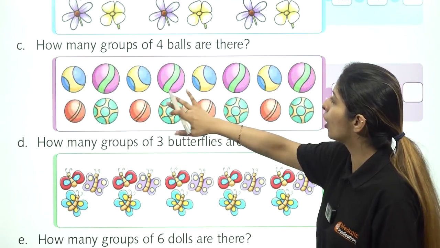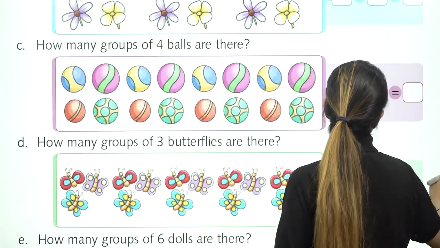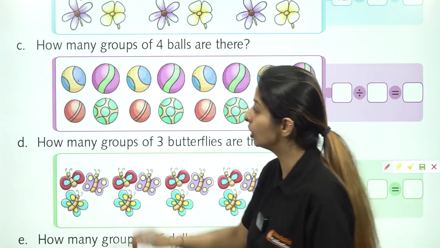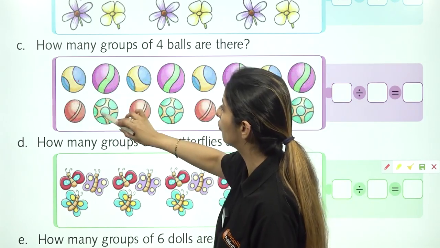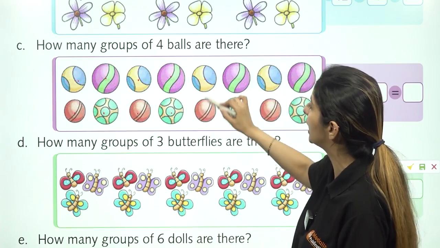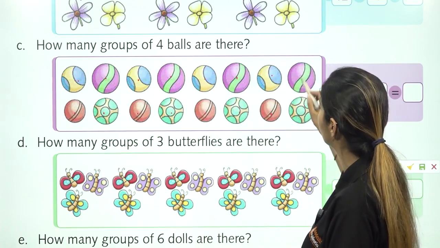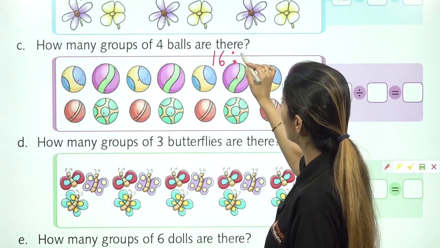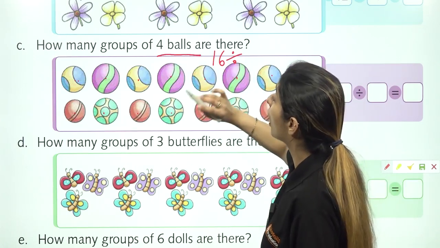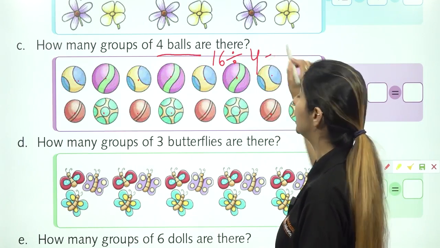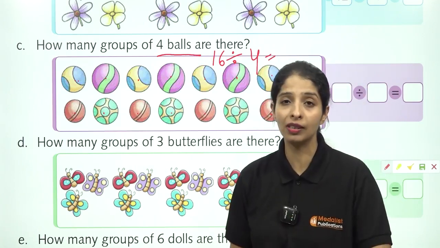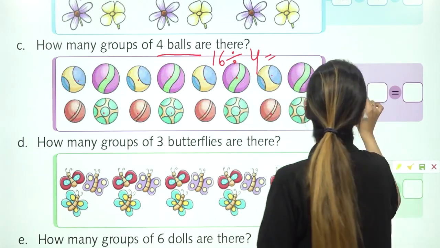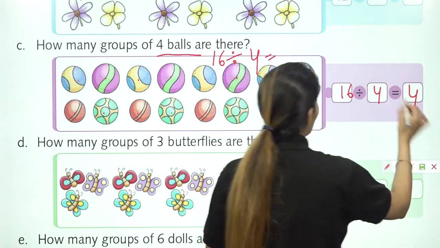Next, how many groups of 4 balls are there? First of all, we need to find the total number of balls. 1, 2, 3, 4, 5, 6, 7, 8, 9, 10, 11, 12, 13, 14, 15, 16. Total number is 16. We are asked how many groups of 4 balls, meaning in each group there should be 4 balls. So how many groups can be formed? Very simple. 16 divided by 4 is equal to 4.